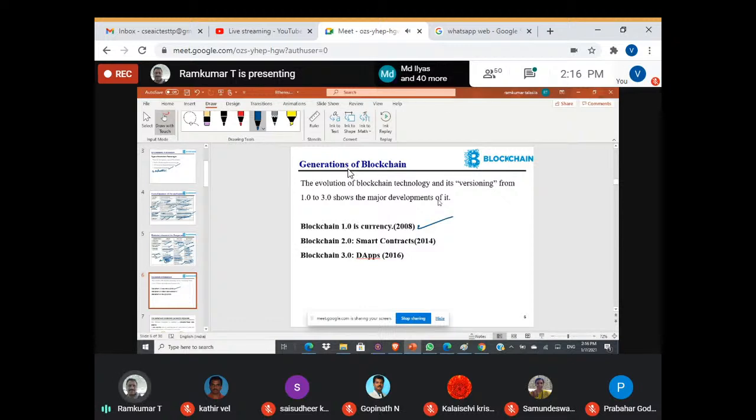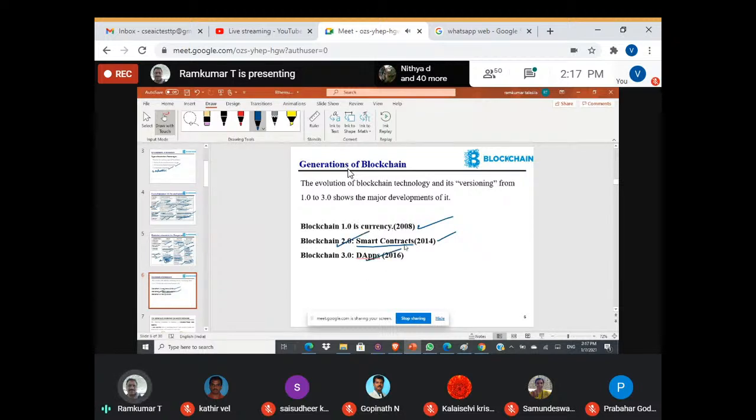Whereas if I'm talking about what we call the second generation, there is a possibility of writing a smart contract. With the inception of Ethereum, writing a smart contract became possible, right? Because of that reason, we call the smart contract generation the second generation.